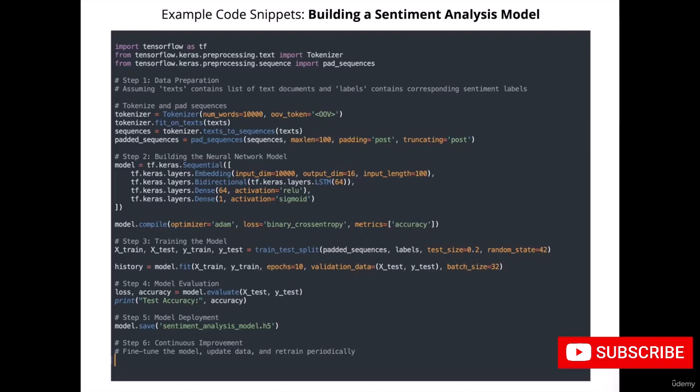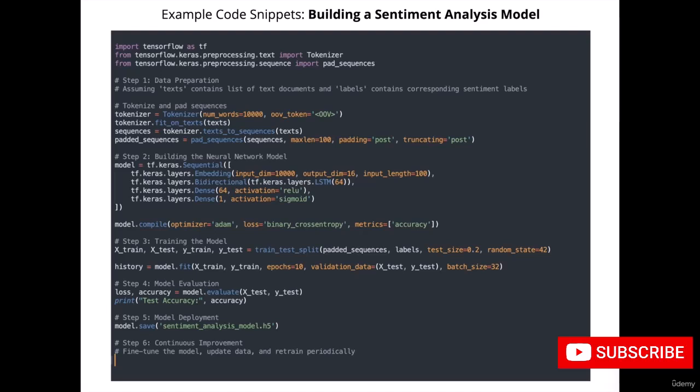We're going to tokenize and pad sequences. Use the Tokenizer function. Pass num_words equal to 10,000 and oov_token equal to OOV. Call tokenizer.fit_on_texts and pass the text to it. Next, we'll call the texts_to_sequences function available in the tokenizer and pass text to it. Next, we'll call pad_sequences and pass the sequences, maxlen of 100, padding of post, and truncating of post, and assign it to padded_sequences. This is data preparation. Next is building the neural network model, which we have done before.